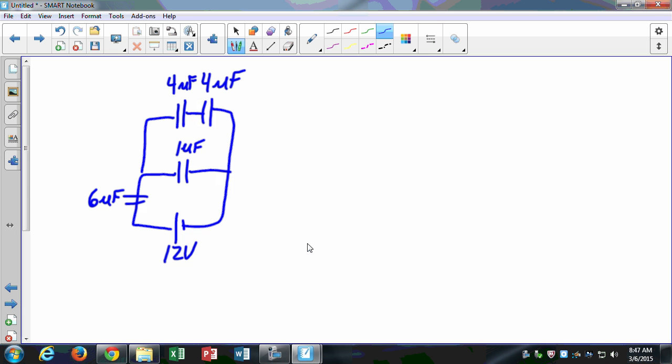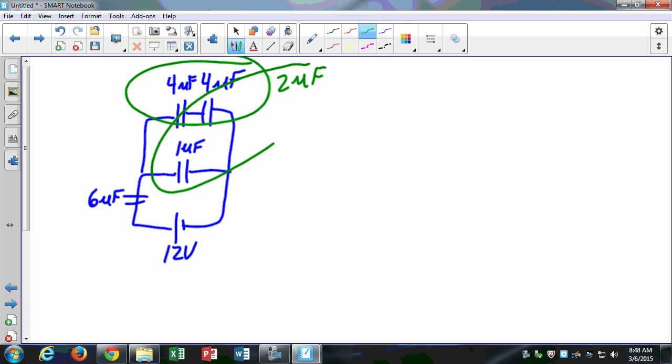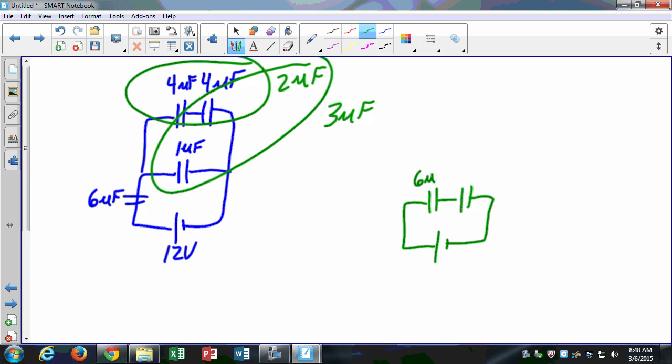All right, so here, to find my equivalent, I would combine these two. I already know a 4 and a 4 is 2 microfarads. And then I would combine this 2 and this 1. That gives me 3 microfarads. And then I have a 3 and a 6 in series. I'll go ahead and draw that. 6 microfarads, 3 microfarads, 12 volts. All right, I've already done this. So a 3 and a 6 is a 2 microfarad. So be able to find the equivalent capacitance. This equivalent capacitance would be 2 microfarads. This would be 4 volts, and this would be 8 volts.